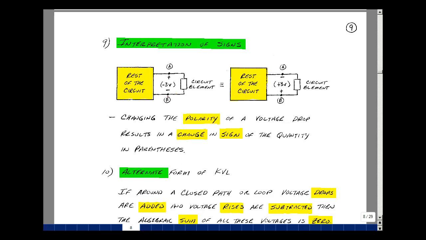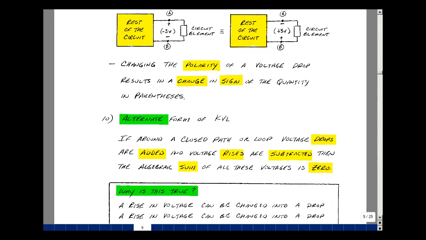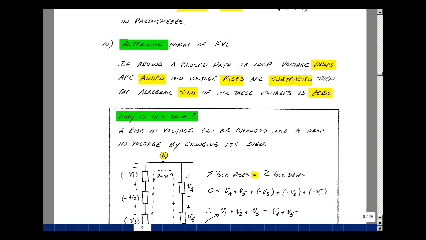Let's take a look at an alternative form of Kirchhoff's voltage law. If around a closed path or loop, voltage drops are added and voltage rises are subtracted, then the algebraic sum of these voltages is now 0. Now why is this true?